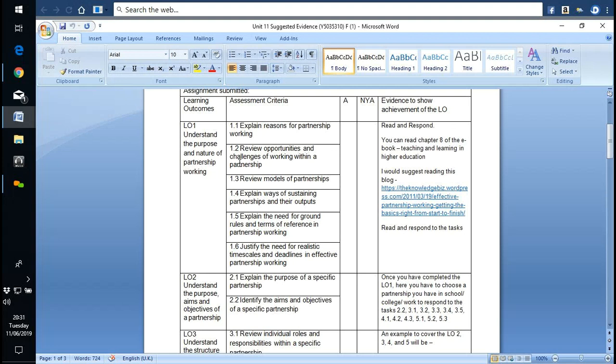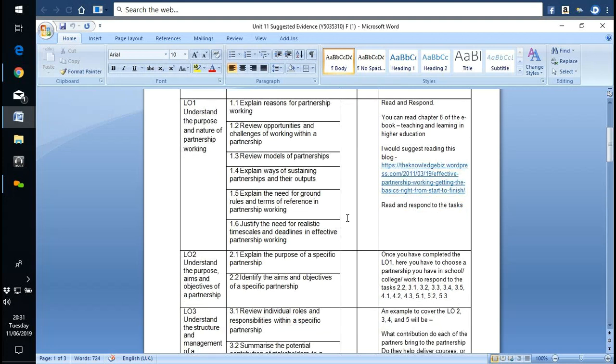But it's review opportunities and challenges for working within a partnership, and generally, partnership working will have a certain amount of opportunities, which is why they're going to be formed in the first place, and challenges that make sure they keep up and running. Because the next bit is explain ways of sustaining partnerships and their outputs. In other words, once you've set a partnership up for a specific reason, it needs to be sustained and it needs to have targets to achieve, yeah.